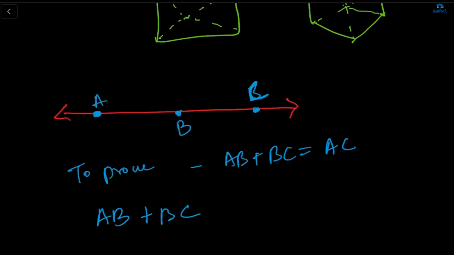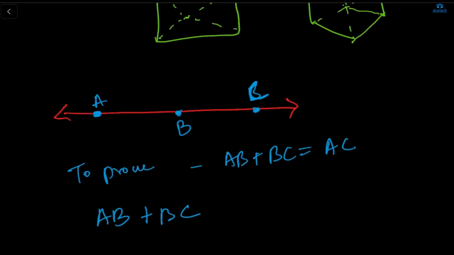What is the coinciding thing? See, the coinciding axiom, you have to tell. Yes, the coinciding axiom is that when two things coincide with each other, they are equal. So here, it is already given to you that all the three points lie on the same line, and B is the point that is lying between A and C.